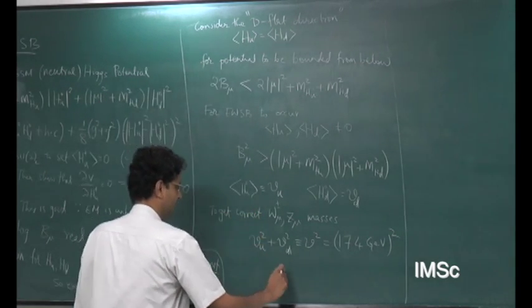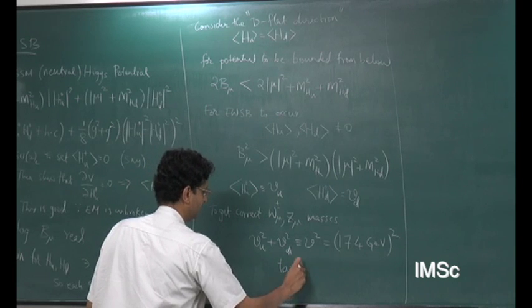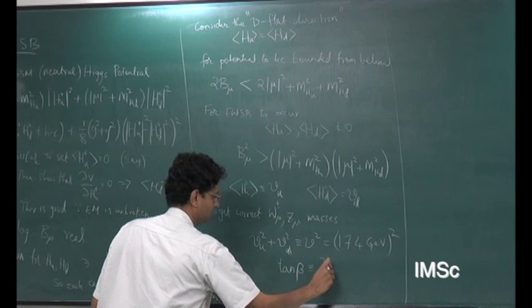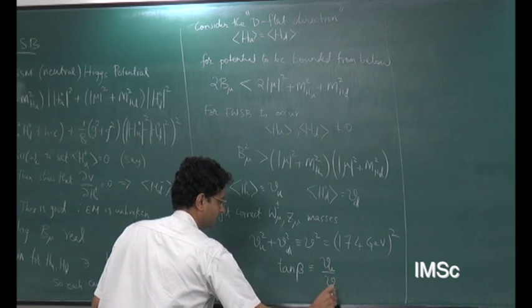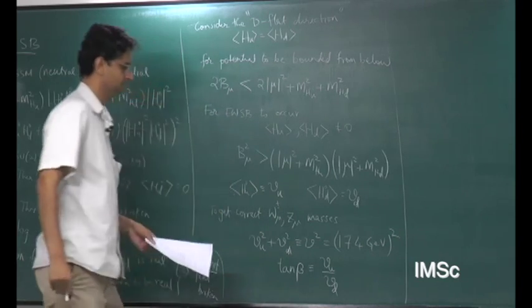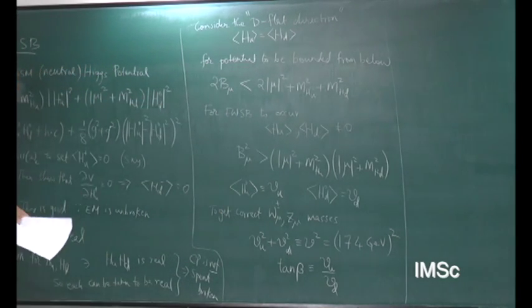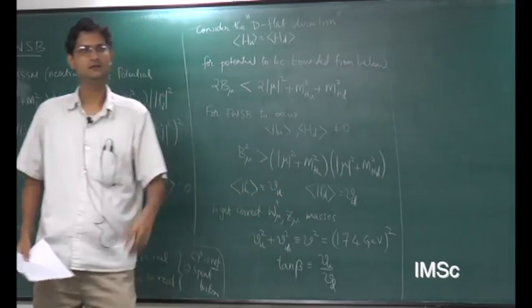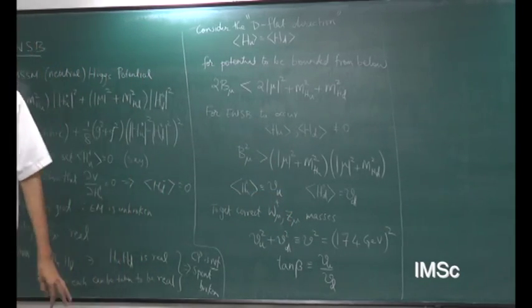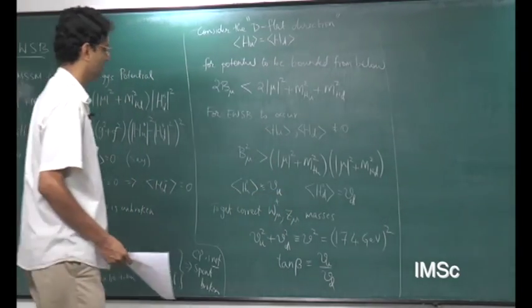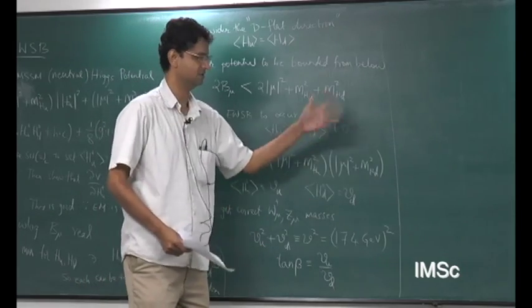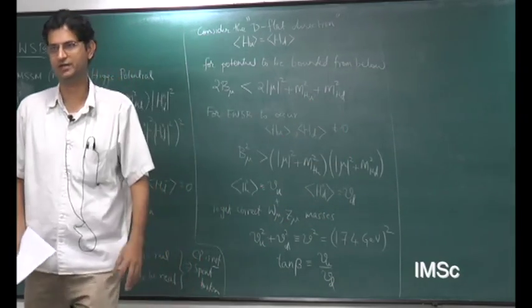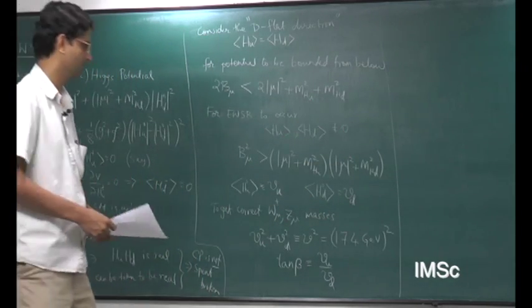And then one defines this tangent beta, which is Vu over Vd. So you're just trading parameters instead of using Vu and Vd as the variables in your theory. You can redefine them and talk about tangent beta and so on. It's just convenient for various reasons, so it's just a convention that people use.